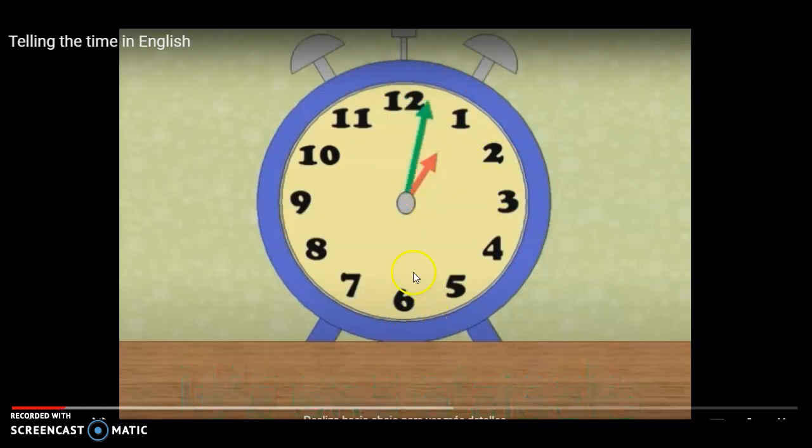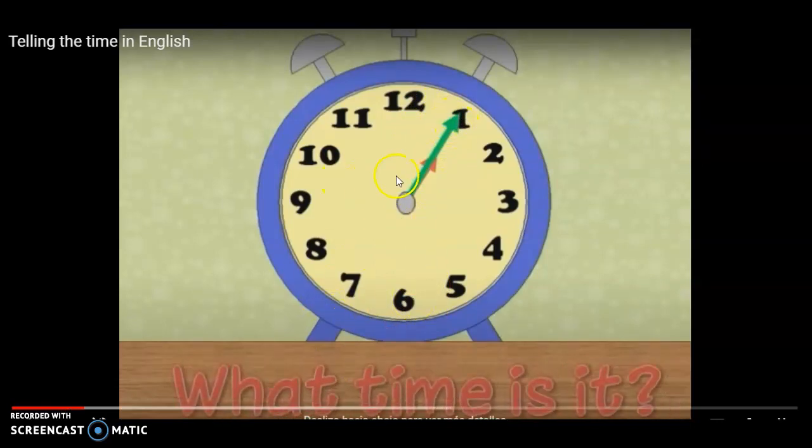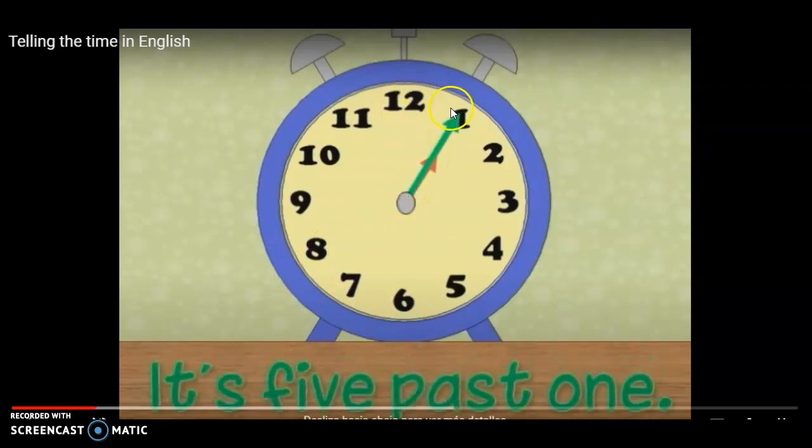What happens? ¿Qué pasa si esta flechita se mueve un poquito y queda acá? So what time is it now? It's not o'clock anymore. Ya no está en punto esta hora. Han pasado 5 minutos. So it's 5 past 1. Han pasado 5 minutos de la 1. Right? 5 minutos han pasado de la hora de la 1. It's 1. It's the hour 1. But we have 5 minutes past. 5 past 1.